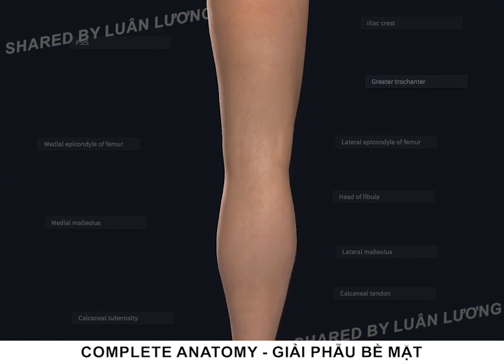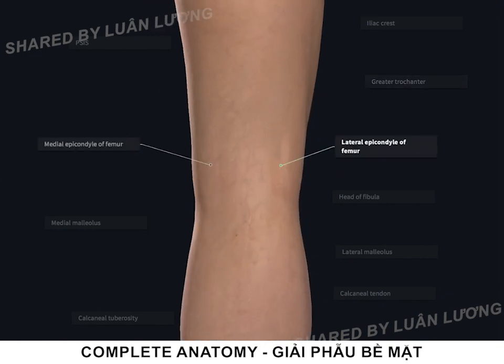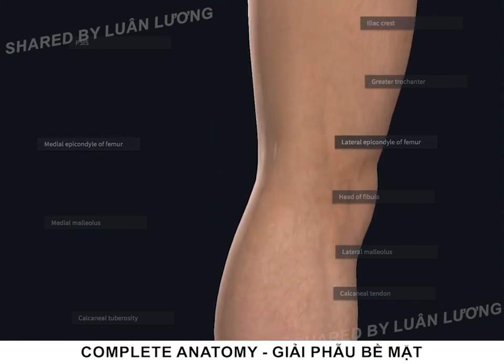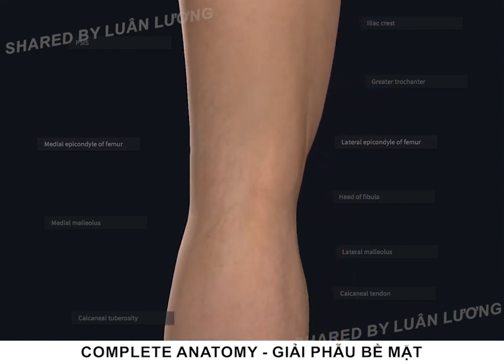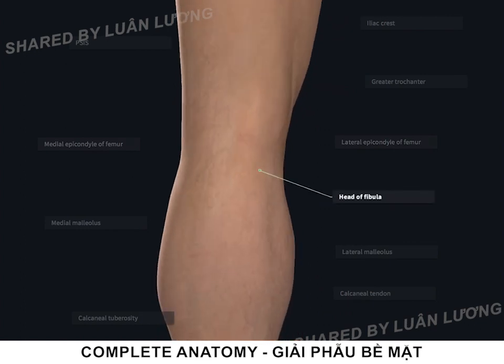At the knee, a physician will be able to palpate both the lateral epicondyle of the femur and the medial epicondyle of the femur from both a posterior and anterior perspective. Along the lateral aspect of the leg, just inferior to the knee, they can also palpate the head of the fibula, posteriorly and slightly laterally here at the back of the knee.